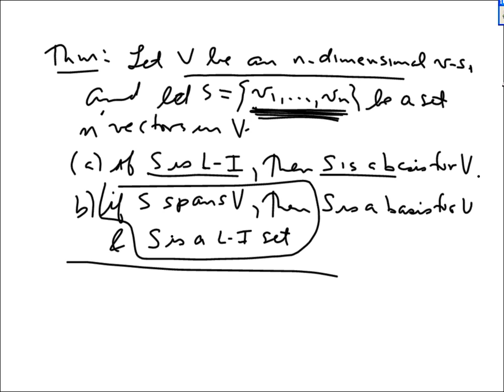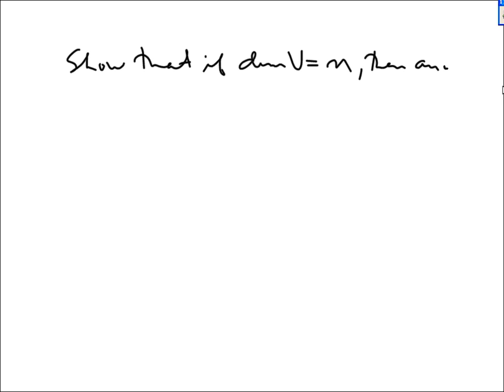On to the theoretical exercises. Show that if the dimension of the vector space V is n, then any n plus 1 vectors in V are linearly dependent.